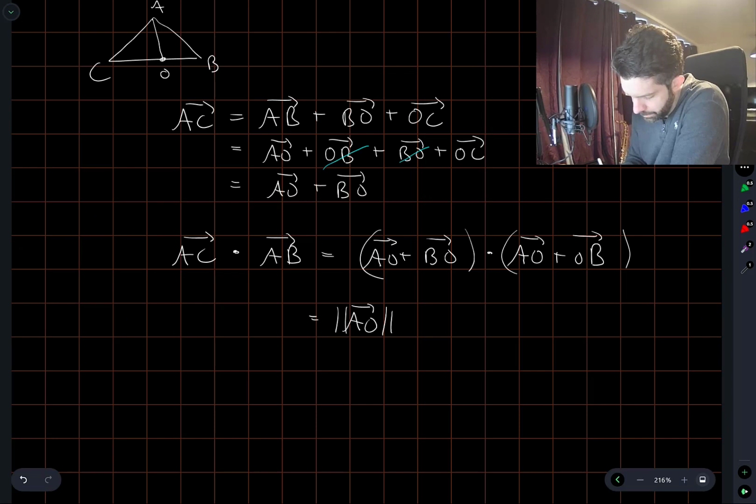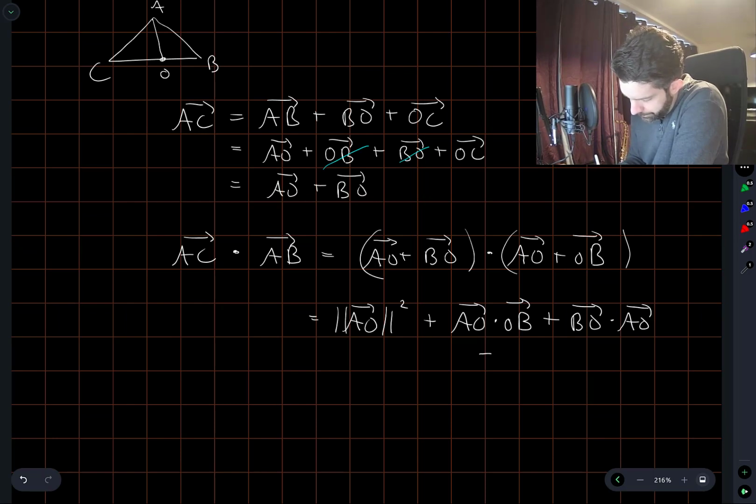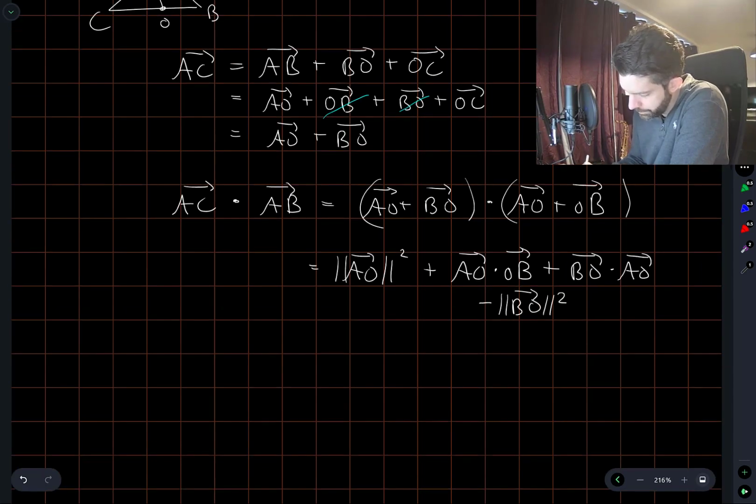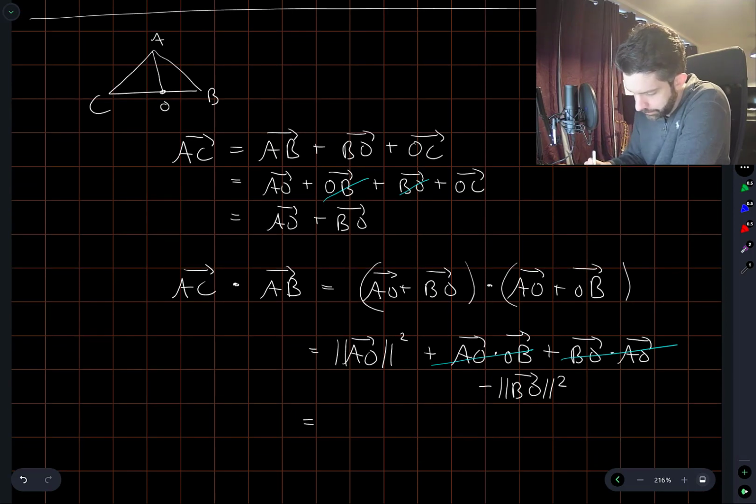So this gives us AO squared plus AO dot OB plus BO dot AO minus BO magnitude squared, and this works out. These cancel because one of the vectors has become reversed. I haven't drawn things on the circle here, but this is why it was convenient to write everything in terms of vectors coming from the origin. The magnitude of AO is equal to the magnitude of BO, so this is equal to 0.